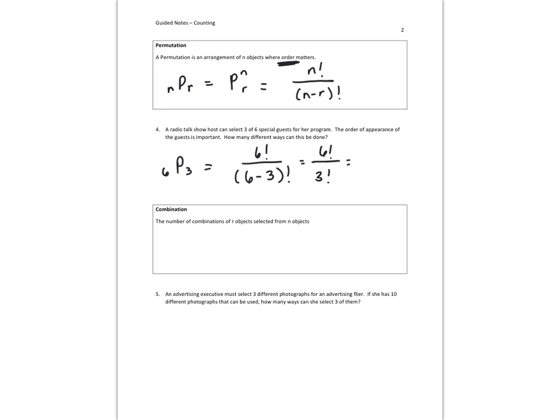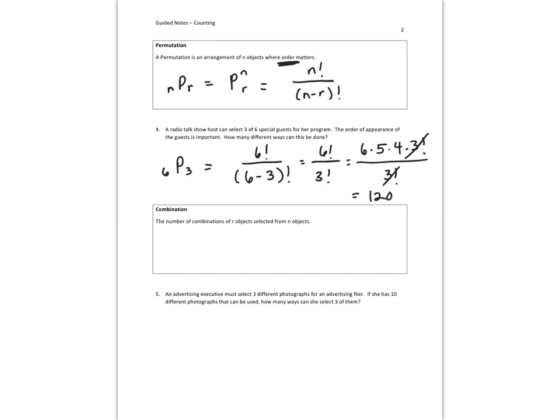Watch how I do this. I'm going to write the 6 factorial out, but I'm going to stop at 3 factorial so I can cancel the 3 factorial in the denominator. So I'm left with 6 times 5 times 4, and that's 120.